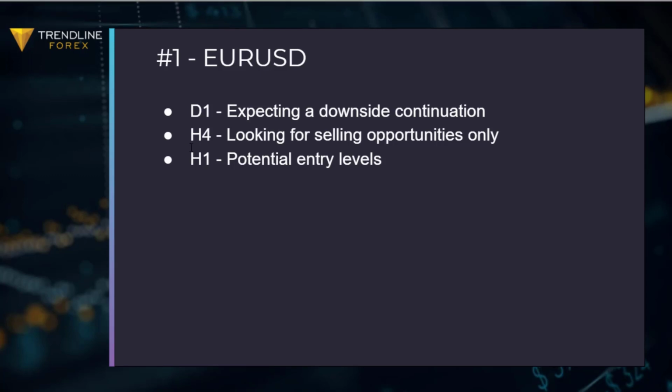Then on the 4-hour time frame, logically, if we are following the idea for a downside continuation, we're only going to be looking for short trades. And then on the hourly chart, I'm going to show you what I think are the best entry levels that we could take advantage of once price ends its current pullback. Okay, let's head over to the chart.